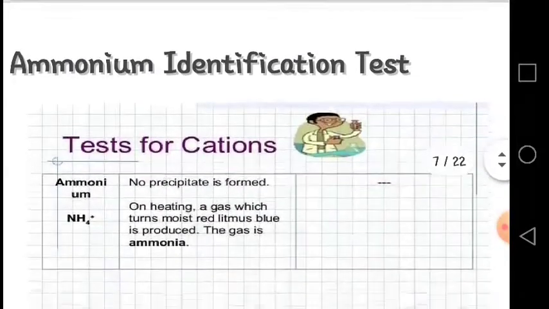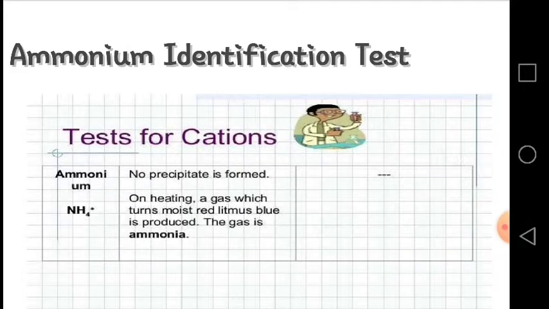Ammonium identification test. When an ammonium compound is warmed with sodium hydroxide solution, ammonia gas is produced, and this has a characteristic pungent smell and turns a moist red litmus paper blue, because the ammonia gas produced can convert the red litmus paper blue because of its pH. Its pH is alkaline.